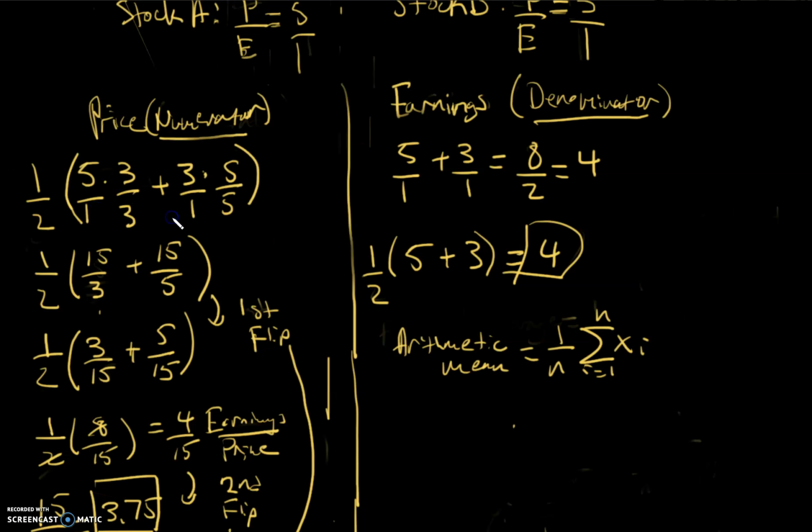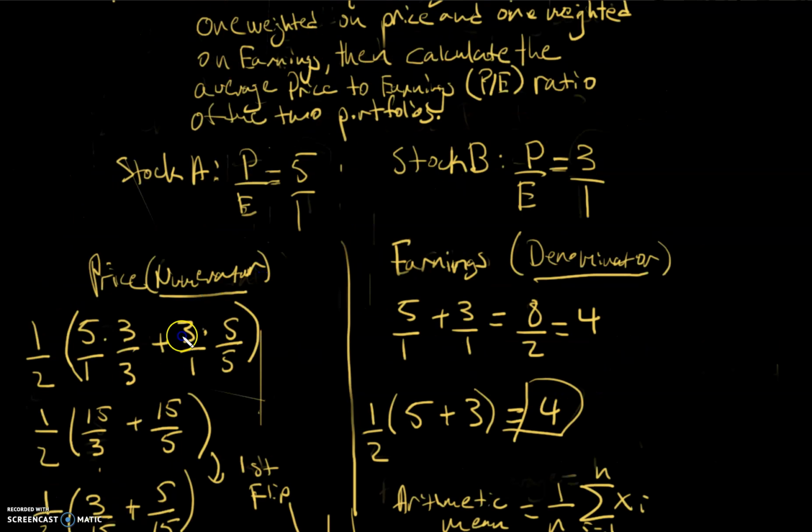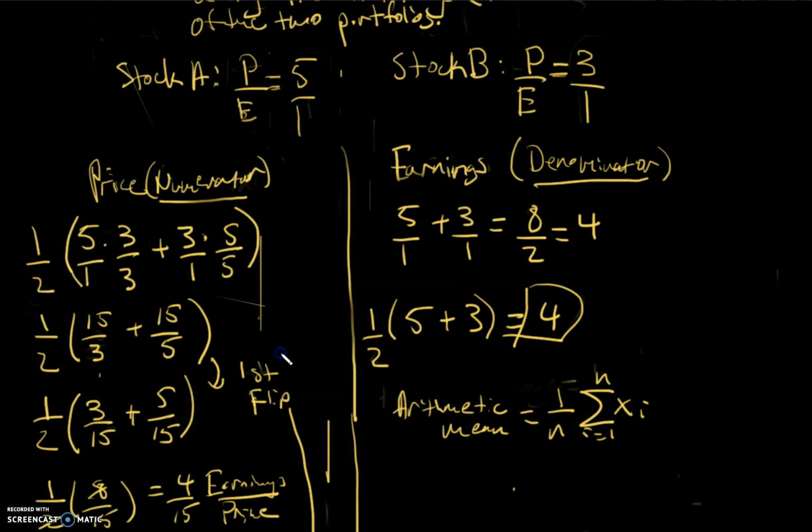This is stock A. Let's go up here a little bit further. This guy, 5 over 1, that's from stock A. 3 over 1, that's from stock B. Remember what we did. We flipped it first, and then we took an average. We flipped it, and then we multiplied by 1/2, take the average. So the 5 over 1 became 1 over 5, which is 0.2. And the 3 over 1 became 1 over 3, which is 0.3 repeating. So 5 over 1 was initially bigger than 3 over 1, but because we flipped it, it became 0.2, which is smaller than 0.3 repeating.